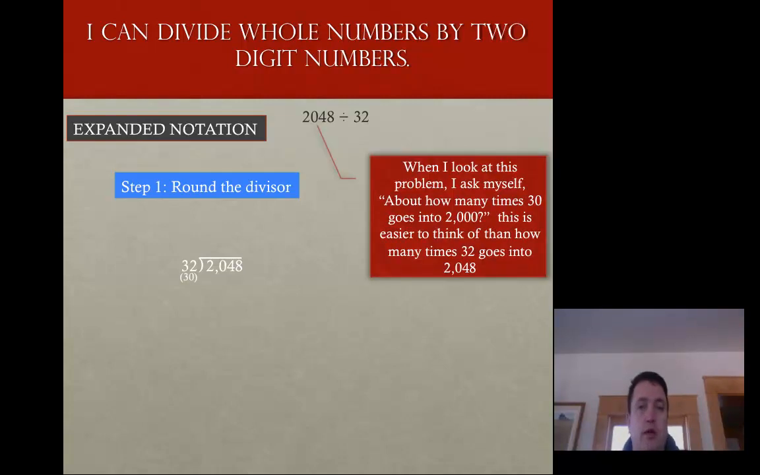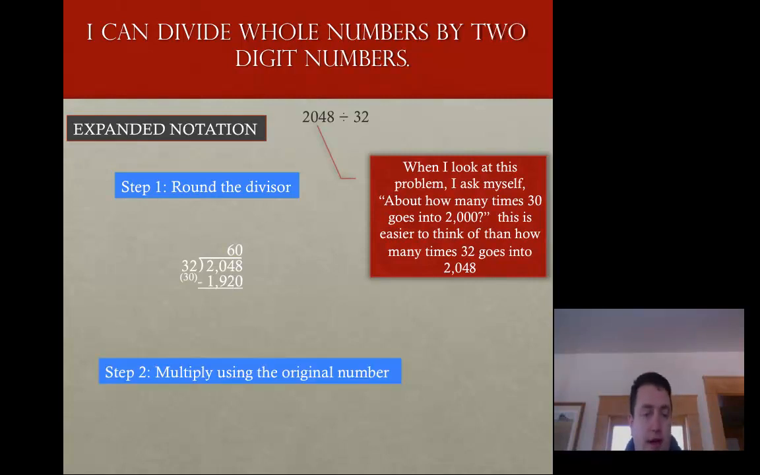So we get 30. And I'm going to ask myself the same question I asked last time: how many 30s are in 2,000? Well, we know from the last one that it ends up being 60. So I end up multiplying, and I get 1,920, by multiplying 32 times 60, just like in the last one.